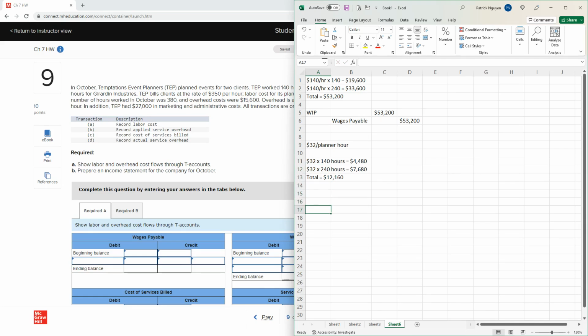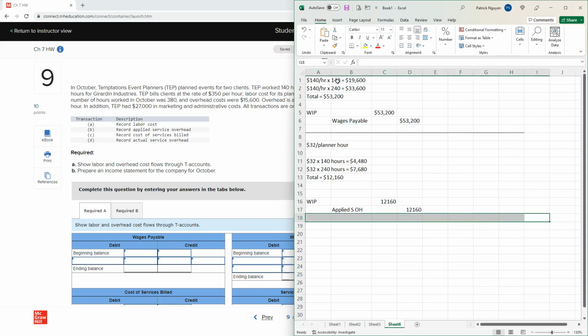C is record cost of services billed. Now remember, this is the same thing as cost of goods sold. The fact pattern tells us in the last line that all services were billed. So when services are billed, that means that we are done with our services. So what we do is we look at our work in process and see what's in that account.